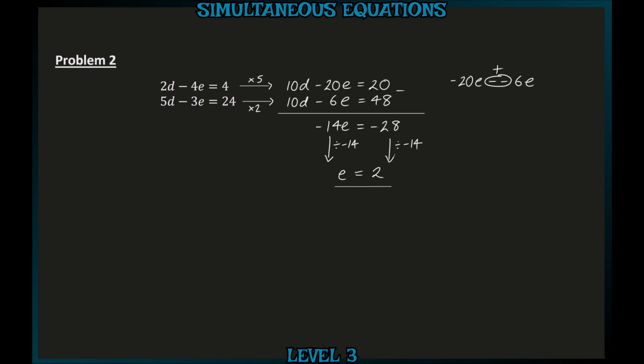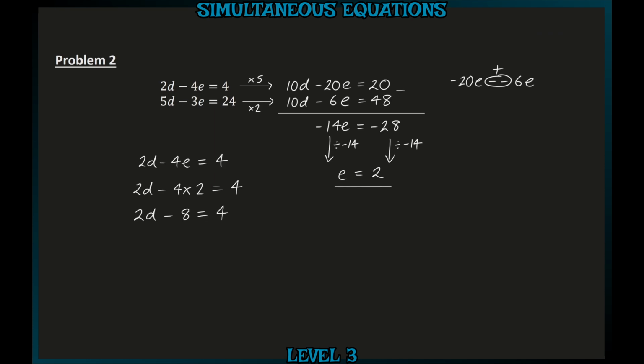Now to find the value of d, we need to take this value of e and substitute it into one of the original two equations, and either one would be fine, but I'm going to go with the first one because the numbers are slightly smaller. So using 2d minus 4e equals 4, we can substitute e for 2, so this becomes 2d minus 4 times 2 is equal to 4, and since minus 4 times 2 is minus 8, we have 2d minus 8 is equal to 4.